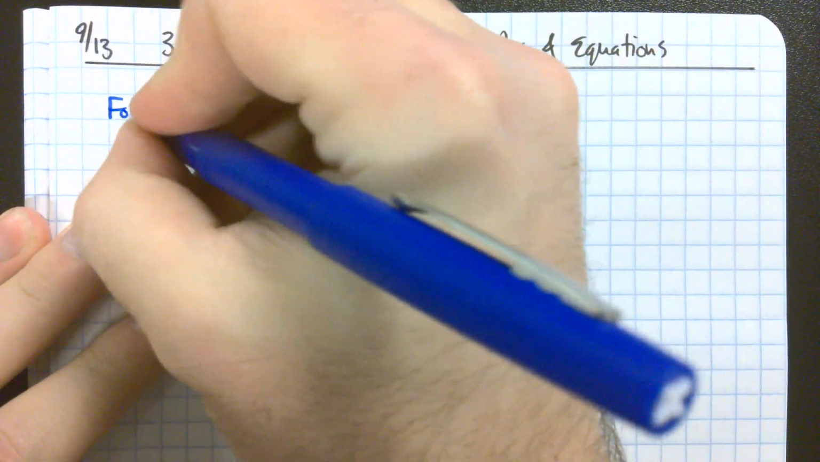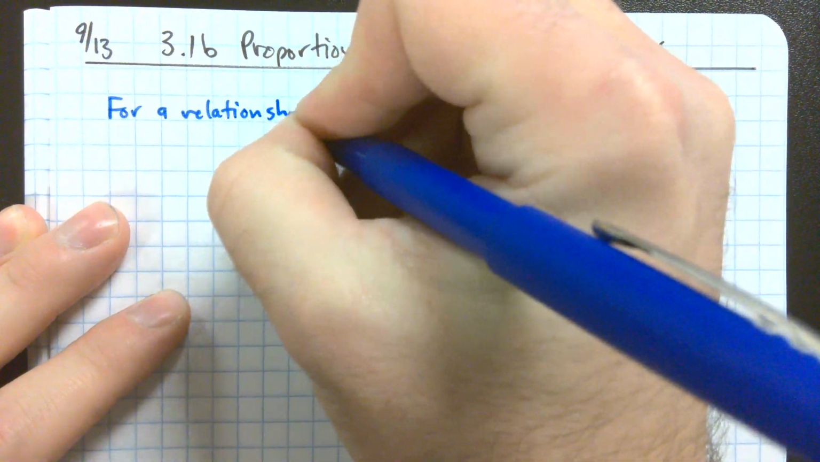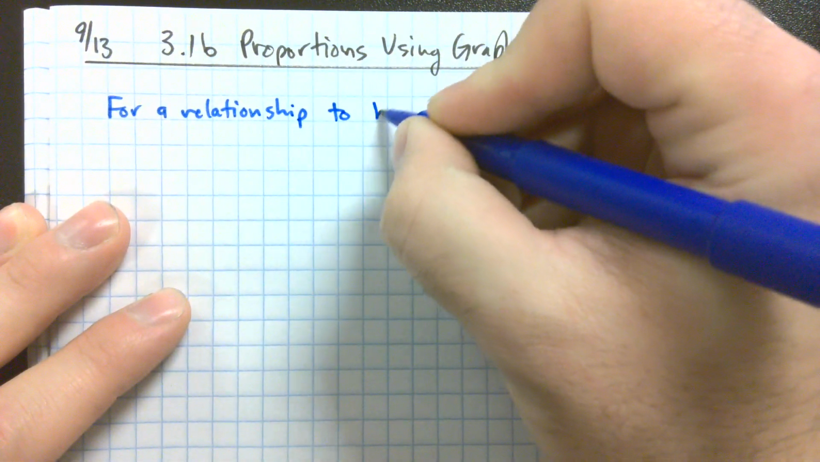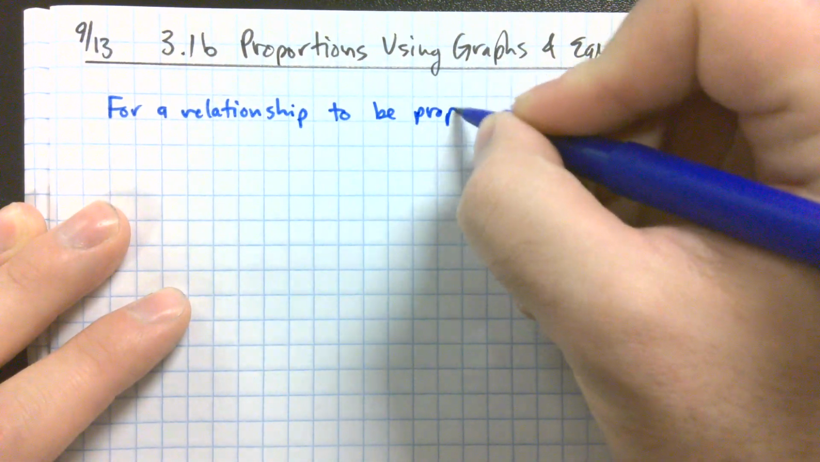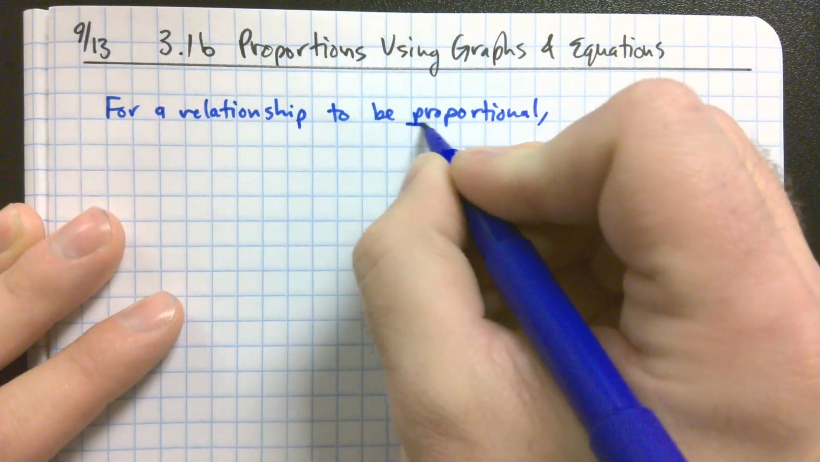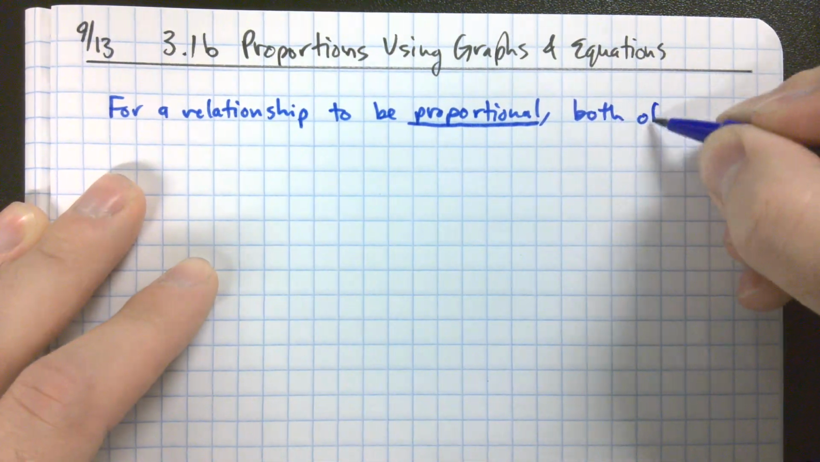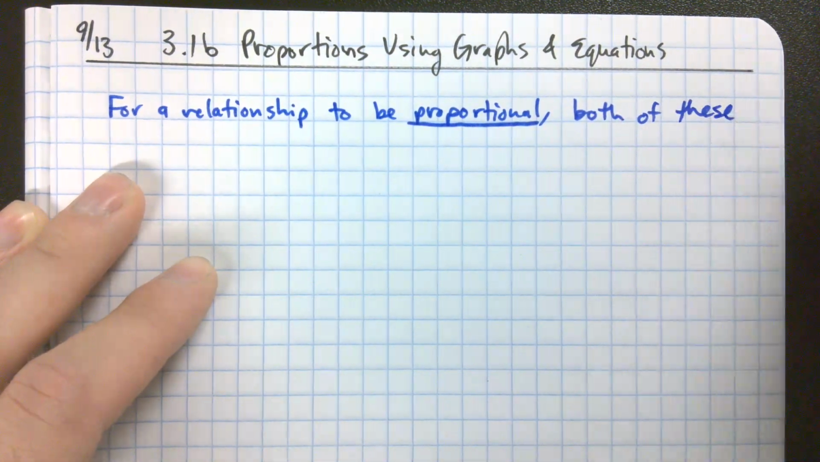So for a relationship to be proportional, both of these conditions must be met.